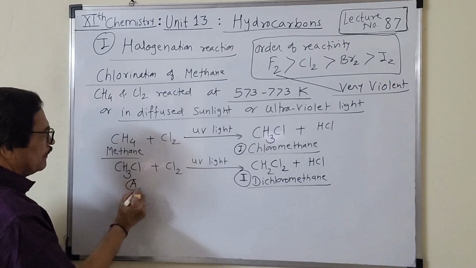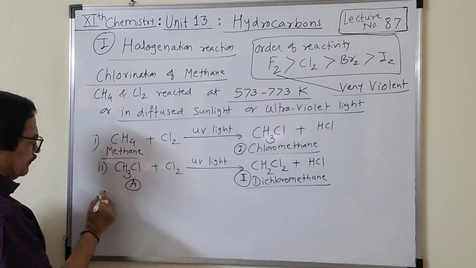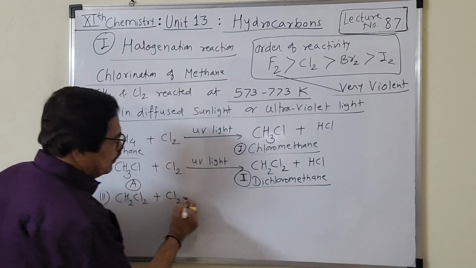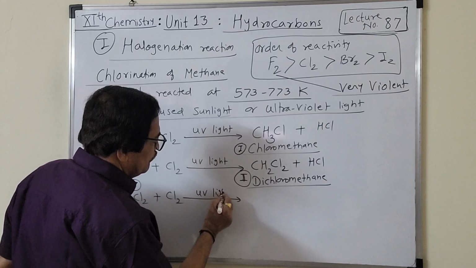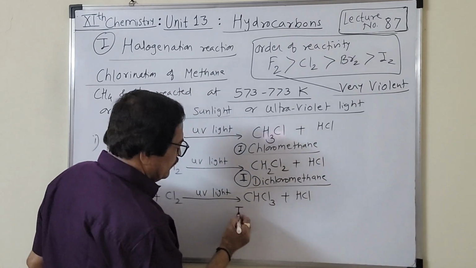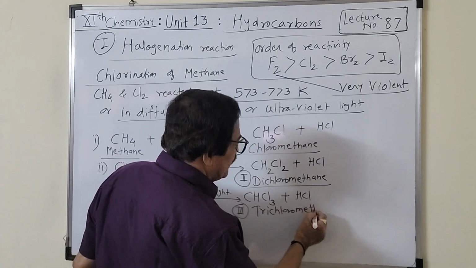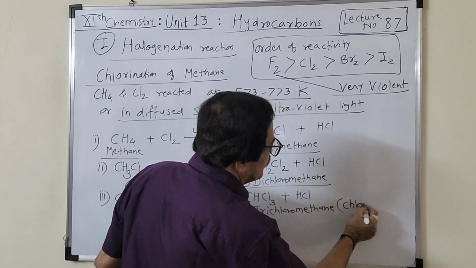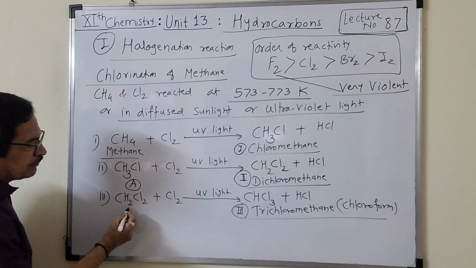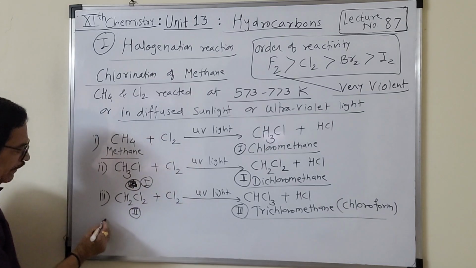Then in the third stage, this is the first, this is the second, now this is the third. What will come in the third step? CH2Cl2 plus Cl2, what will you get in presence of ultraviolet light? You will be getting CHCl3 plus HCl. Okay, this is number 3. This is called trichloromethane. You must be knowing its another name. That is very popular. That is called chloroform. It is used in anesthetic.